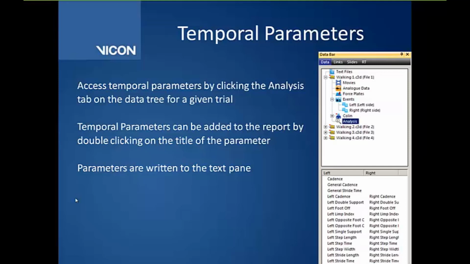As you expand it, you'll see your subject, and then there will be that analysis tree that's going to have those spatial and temporal gait parameters listed. Once you click on that, it's going to go ahead and list them at the bottom, just like everything else does. And then if you double click on any title of a parameter, it'll go ahead and open it up and add that into the text pane for you.